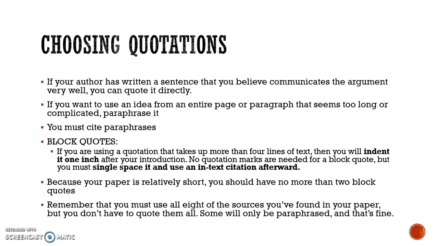So a lot of you have already chosen your quotations, but I'm going to give you this advice regardless. If your author has written a sentence that you think communicates the argument really well, really succinctly, go ahead and quote it directly. If you want to use a bigger idea that comes from an entire page or even a couple pages, you should paraphrase it. You still have to cite paraphrases, but it might look like putting it in parentheses, Jones 4 through 10. But then you can just put it in your own words, but still tell your reader where you got it.